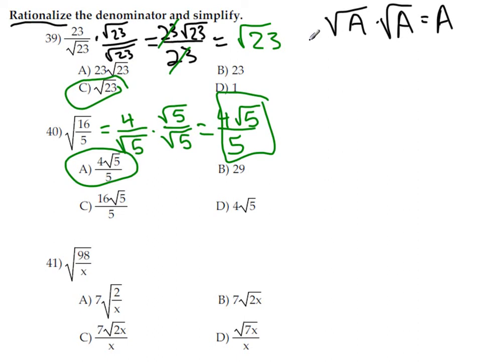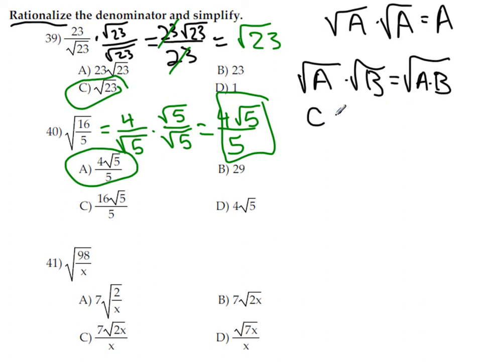So here's a rule to remember. Square root A times square root B equals the square root of A times B. These guys are both under radicals, so we can combine them. But if we have a constant times a radical, there's no way we can combine them. It's just the constant next door to the radical.